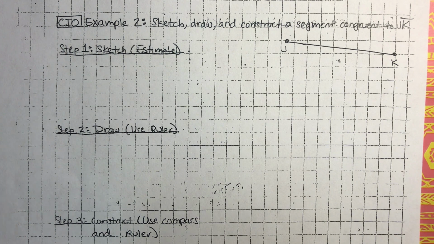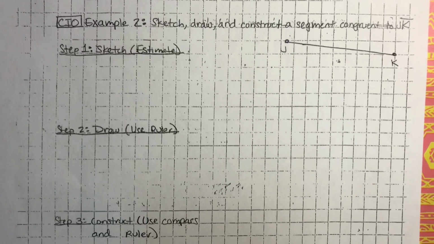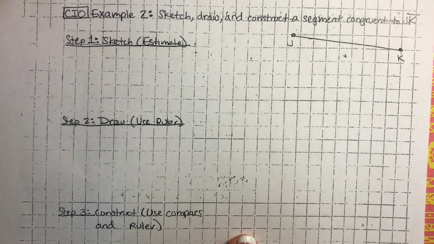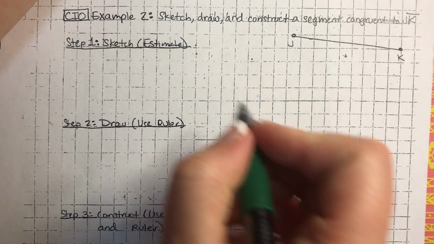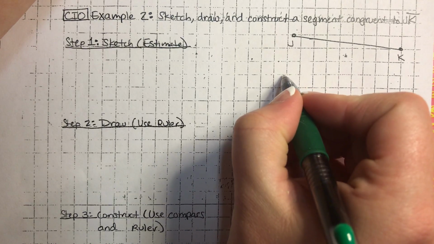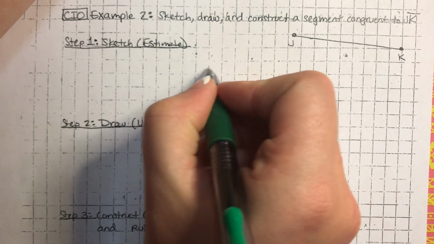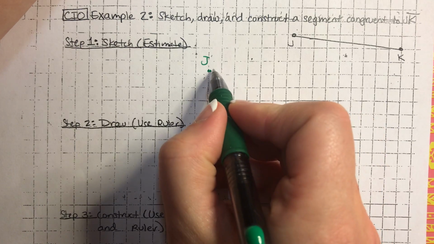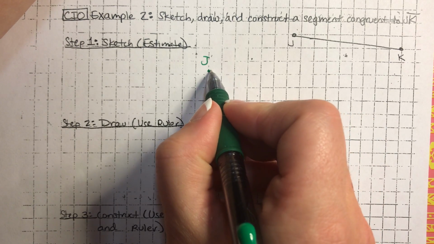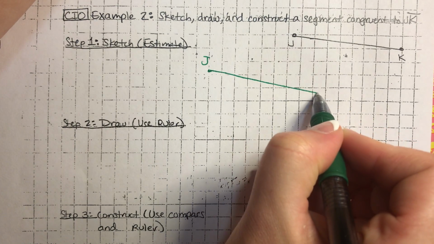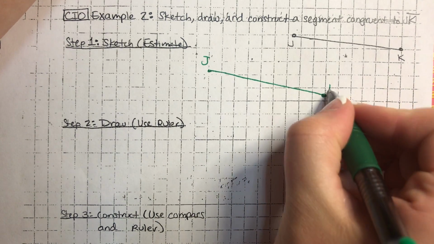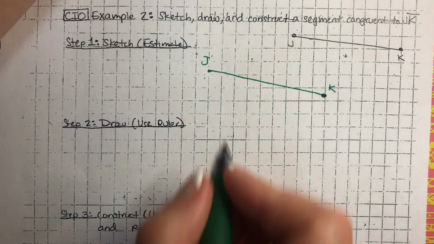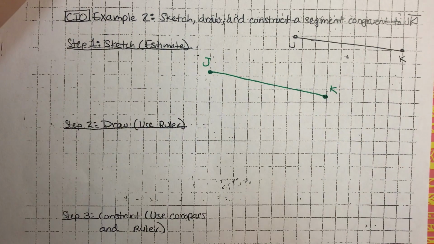All right, we're back. Let's go ahead. The first thing we're going to do is estimate this, JK. Okay, I'm going to give it the eyeball test. I'm going to put a J there, and I'm just going to say it's about, that looks about right. Okay, there we go. Boom, estimate, done. So if you did something like that, good work.